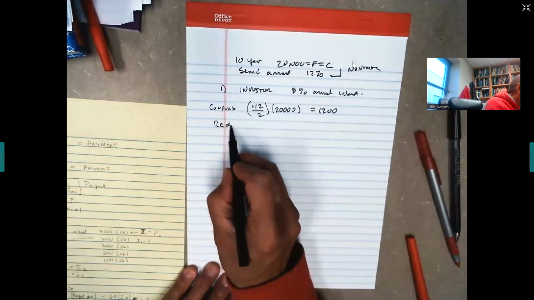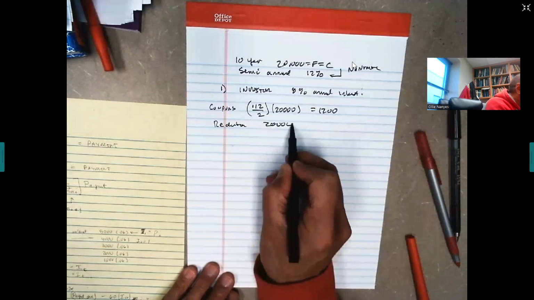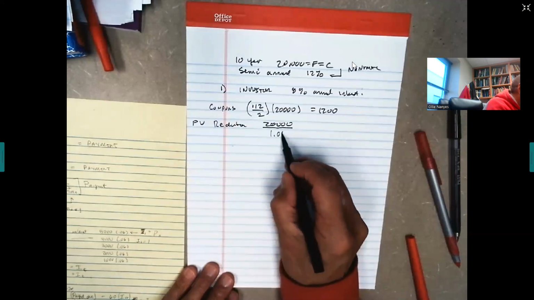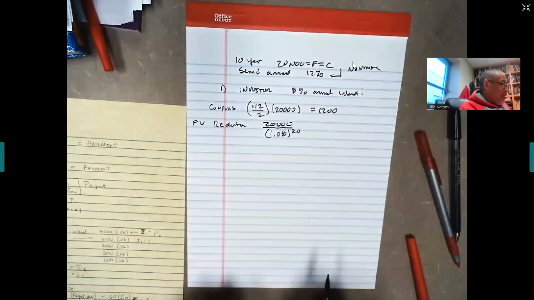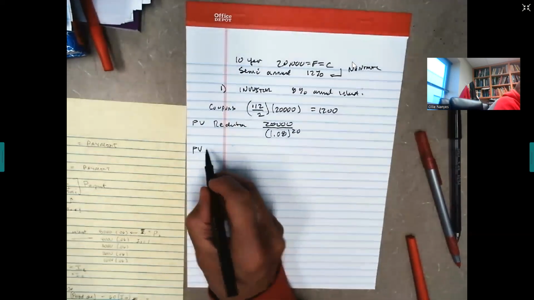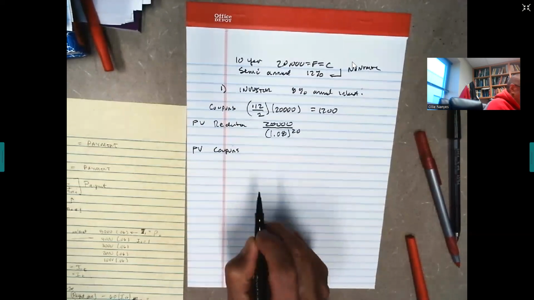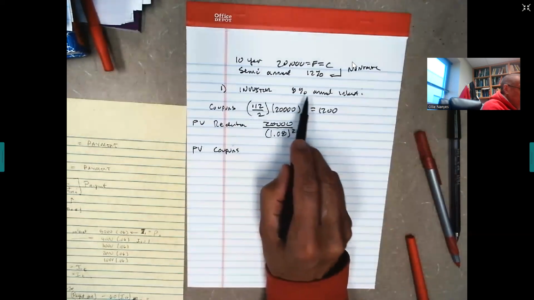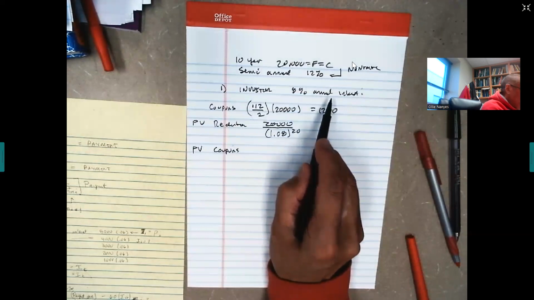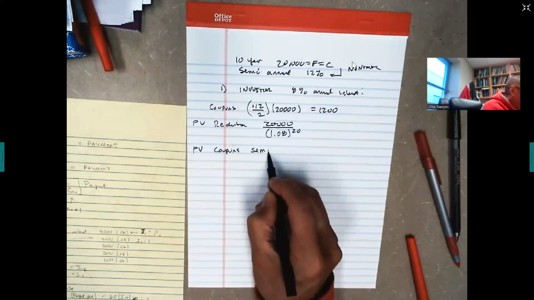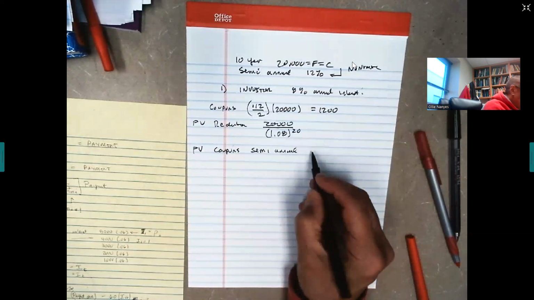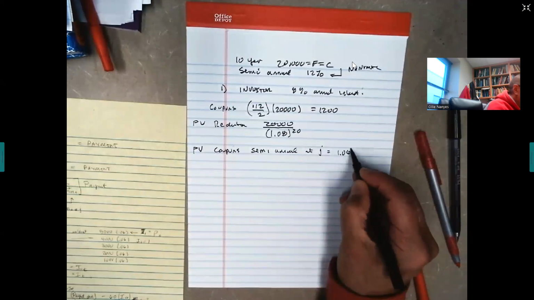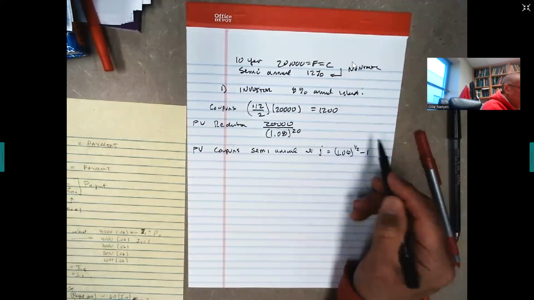The redemption is 20,000, and the present value, that's going to be 1.08 to the 20. So the present value for the coupons, and some of you missed this here. Remember, the investor's interest is 8% annual interest. That's the effective rate. The coupons are semi-annual. And the rate is going to be J, which is going to be 1.08 raised to the 1/2 power minus 1.